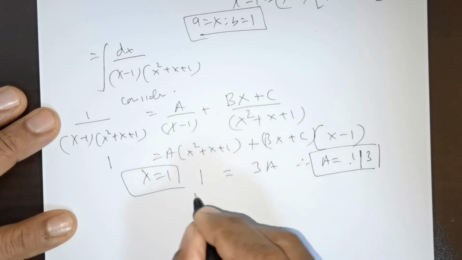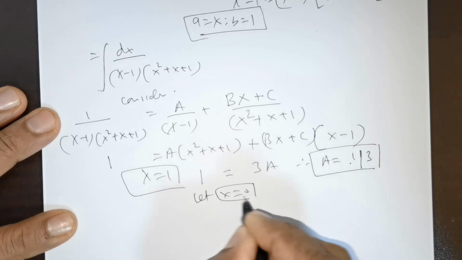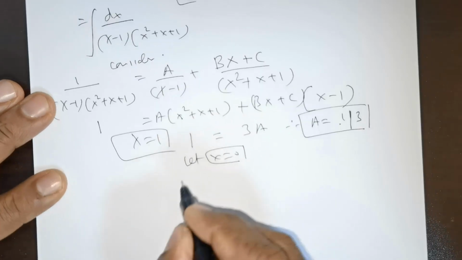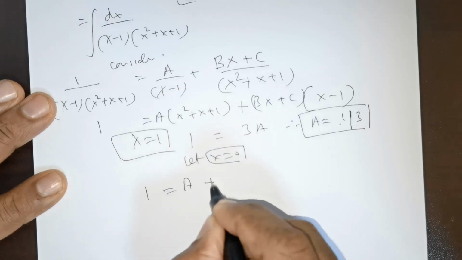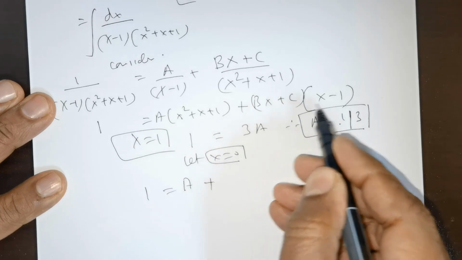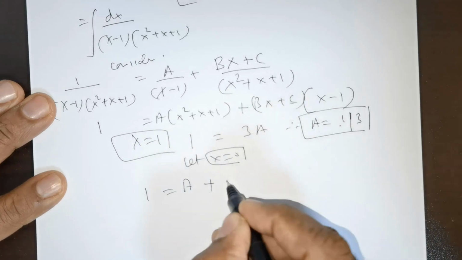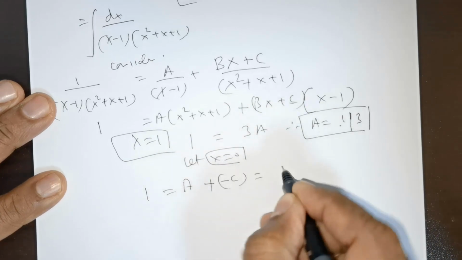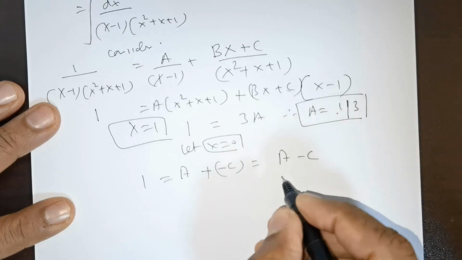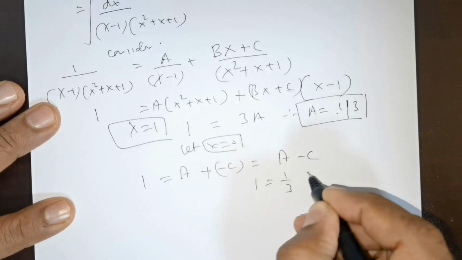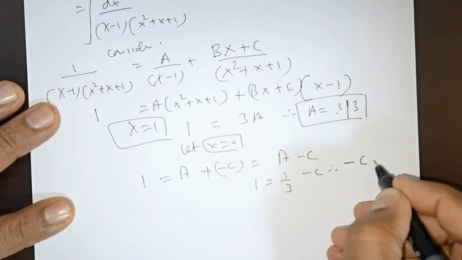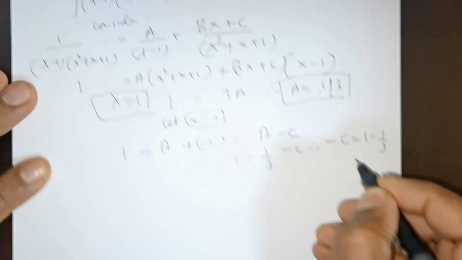Now next I would like to take x is equal to 0. This will be 0, this will be 0, so you get 1 is equal to a. This is going to be 0 and you get c times negative 1. So this is going to be negative c, but a is 1 over 3, and you can rewrite negative c is equal to 1 minus 1 over 3.